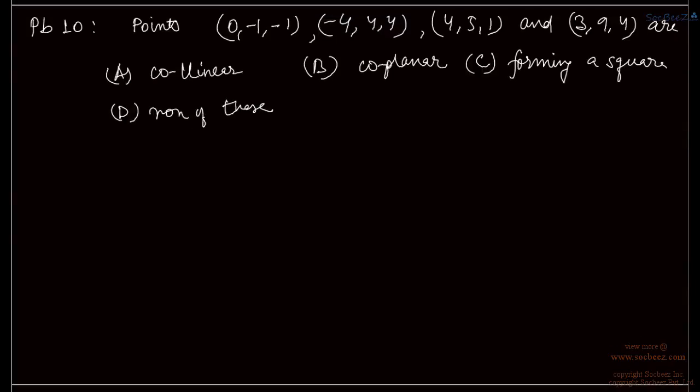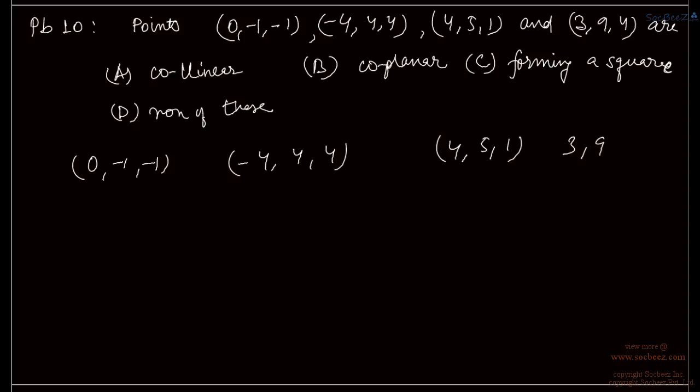Moving to the next question. Points 0, minus 1, minus 1; minus 4, 4, 4; 4, 5, 1; and 3, 9, 4 are collinear, coplanar, forming a square, or none of these. So we have 4 points: 0, minus 1, minus 1; minus 4, 4, 4; 4, 5, 1; and 3, 9, 4.